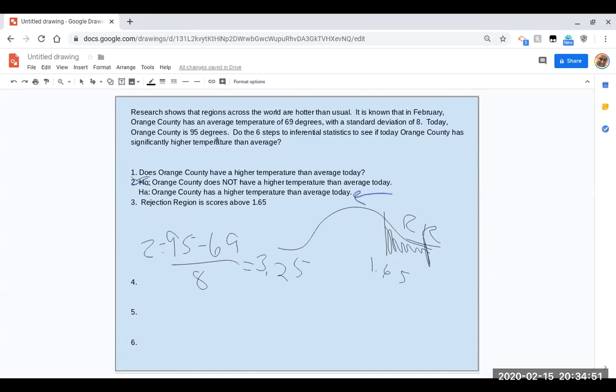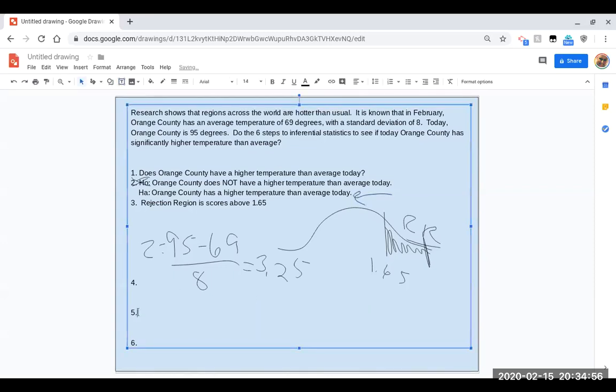So then for step five, I want to say, I'm going to reject the null. And then down here for what I tell grandma, call her up. Now notice my alternative says Orange County has a higher temperature than average today. And you might be thinking, oh wait, she said to have to get specific. That's actually already specific. When it's one-tailed, it already got specific. So we can still just say Orange County has a higher temperature than average today. And that's all that we need for this question.